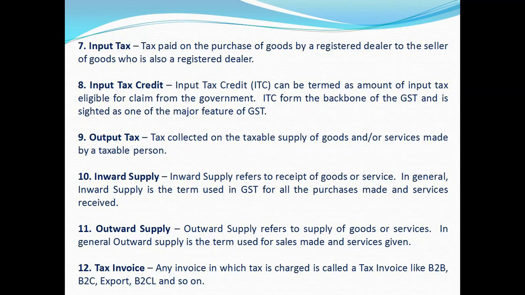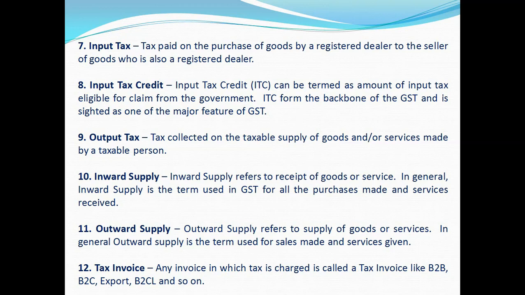Our next term is input tax, that is tax paid on the purchase of goods by a registered dealer to the seller of goods who is also a registered dealer. Input tax credit, ITC, can be termed as the amount of input tax eligible for claim from the government. Not complete input tax is eligible for claim under certain conditions. So input tax can be fully claimable or can be partially claimable. Hence, the amount of input tax which can be claimed from the government is termed as input tax credit, or we can say ITC. Next is output tax, that is the tax collected on the taxable supply of goods or services made by a taxable person.